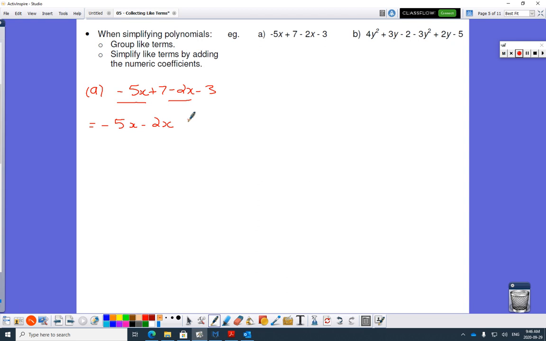I also have positive 7 subtract 3. So in that step, some people would argue I haven't done anything except put the terms together that can go together. After that, I just simplify by adding the numerical coefficients. In this case, subtract. Negative 5 subtract 2.